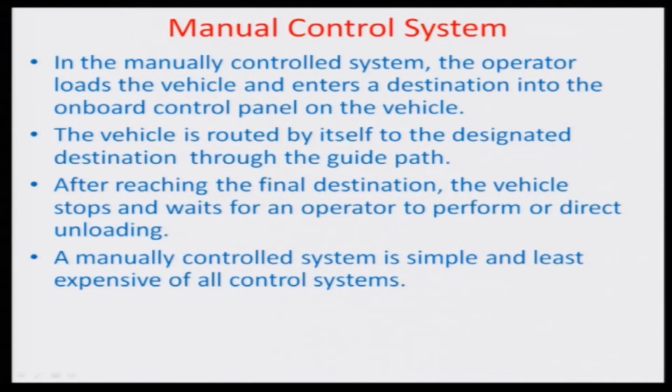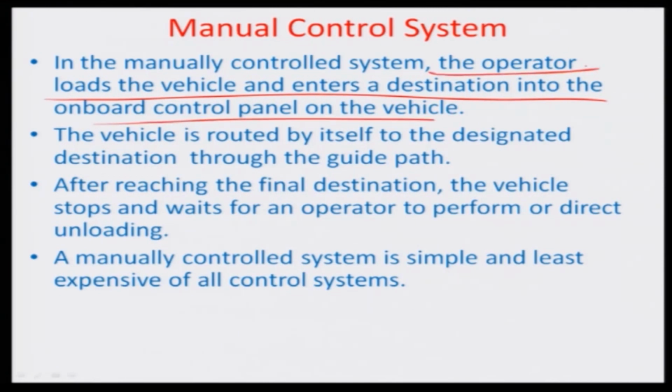So the operator loads the vehicle and enters a destination into the onboard control panel of the vehicle. Vehicle is routed by itself to the designated destination through the guide path. So it also has to look into the other vehicles and the other traffic which is around for planning its own motion, try to take the shortest path that way. So there is some kind of an algorithmic planning which is involved to do the correct guidance using as few obstacles as possible on its path with the shortest route.